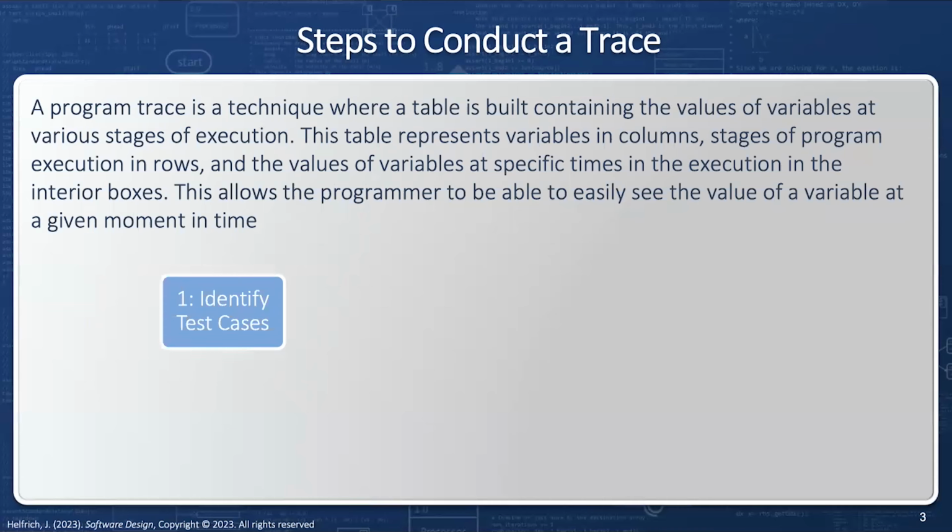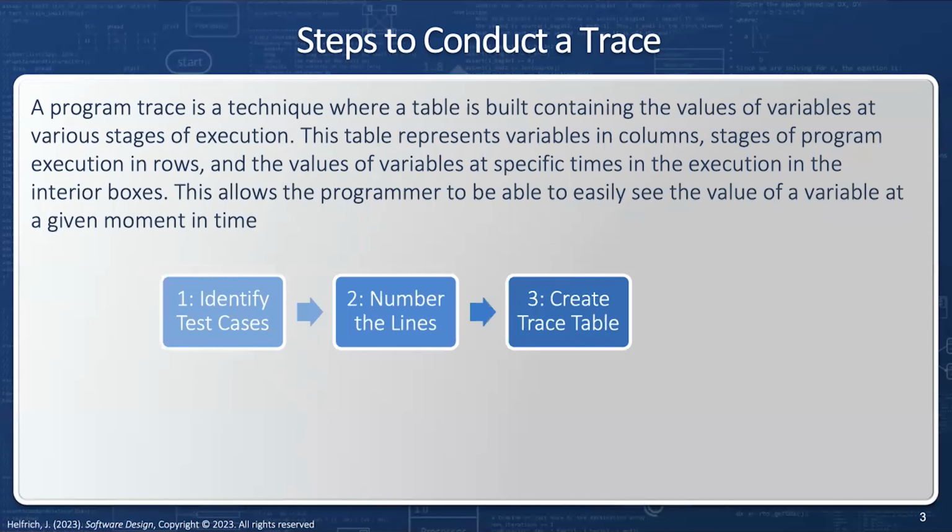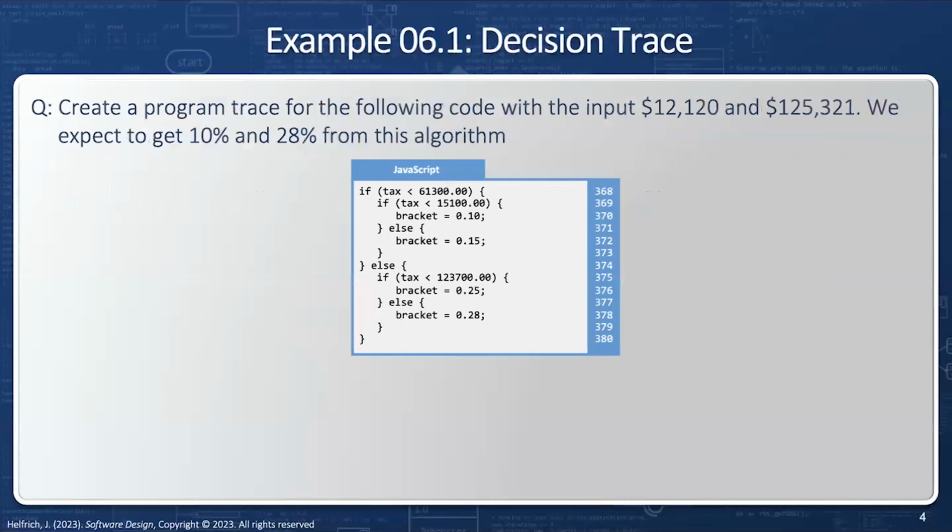So we're going to start by identifying our test cases, and normally we need more than one test case to test a function. And then we're going to number the lines of code, and if we're using a code editor, we get that for free, but if not, we'll just put little numbers on the side. And then we're going to create the trace table by doing a line-by-line execution. And then finally, we're going to interpret the results. We're going to compare the result of the function with what we expected to happen to see if we have a bug. So let's take a look at this.